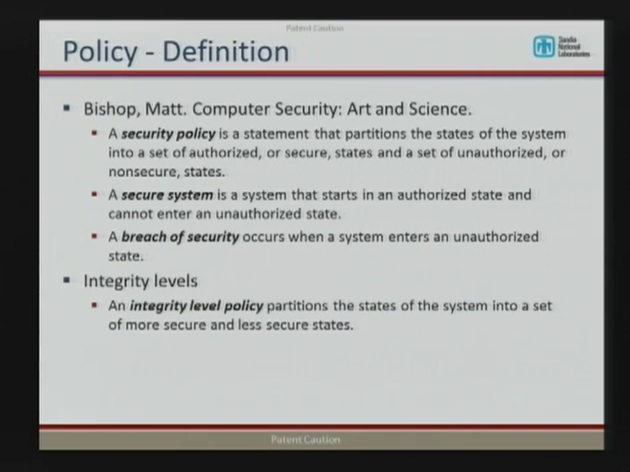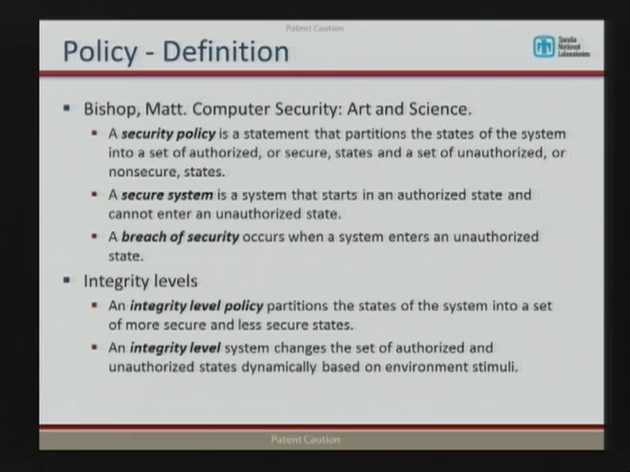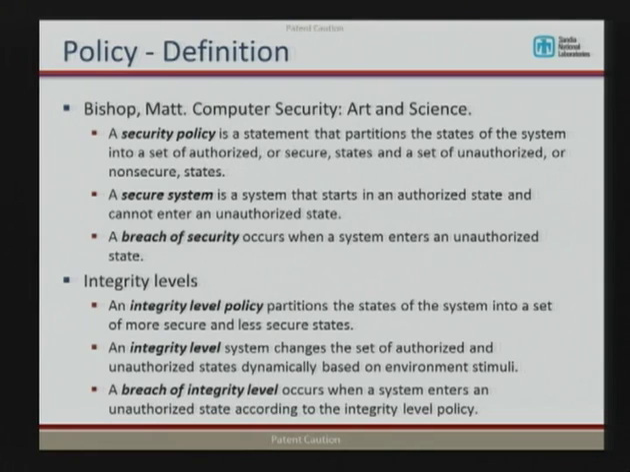So we're looking to slightly change those definitions. Instead of authorized and unauthorized, we're looking at either more secure and less secure states, or you can think of it as more functional and less functional states. It still applies. A level for us is the set of authorized and unauthorized states based on environment stimuli. And what's really different about this work is that a breach occurs when you move into an unauthorized state, but your authorized and unauthorized states can change based on your level. So what may be authorized at one level may be unauthorized at a different level. So that's how this work compares to the standard way that we think about computer security policy.